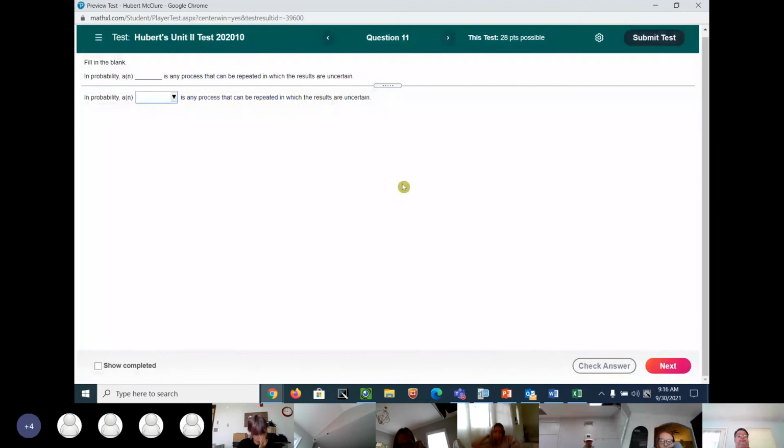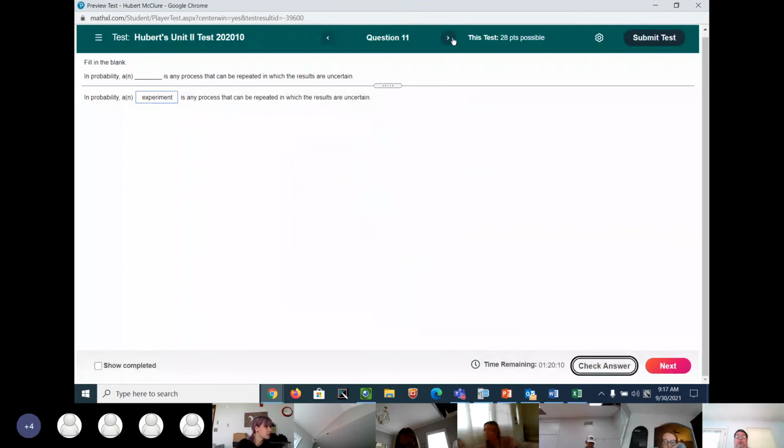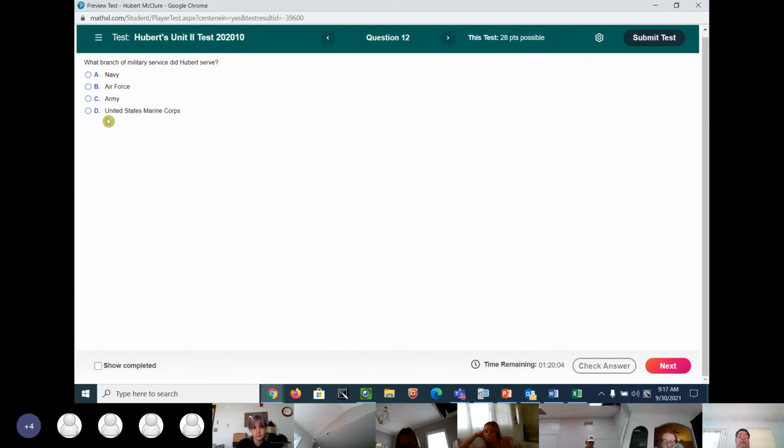Next. Fill in the blank. In probability, a blank is any process that can be repeated in which the results are uncertain. What is that? Well, sample space that's certain. We know it's either going to be a boy or a girl, or, I would say experiment maybe. You don't know what's going to happen in an experiment. And please don't put Army. Somebody missed that, I think.